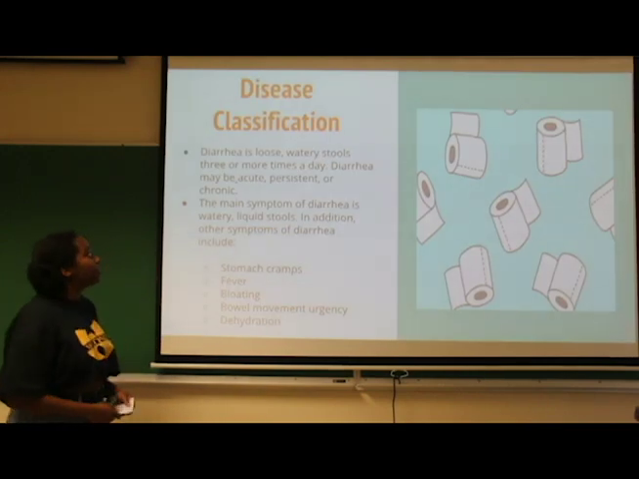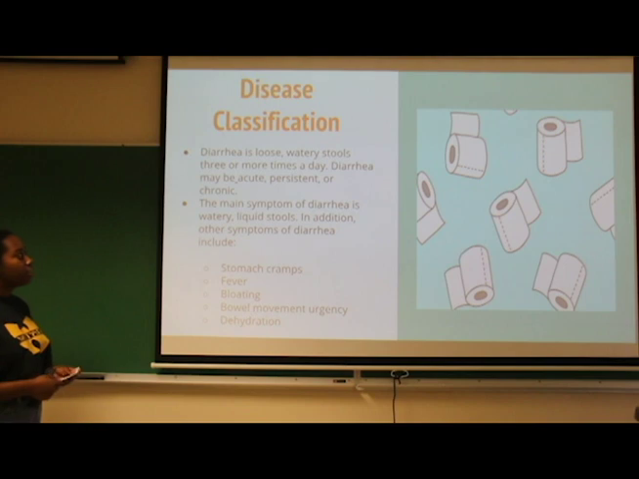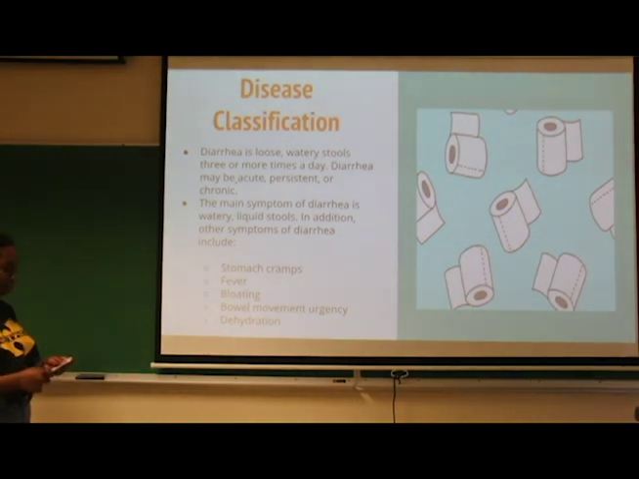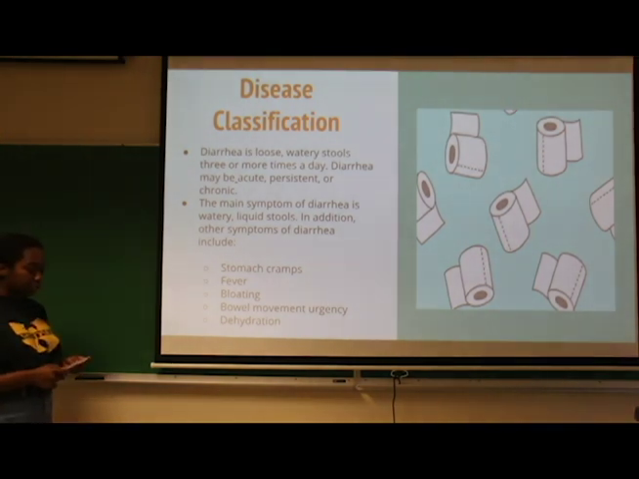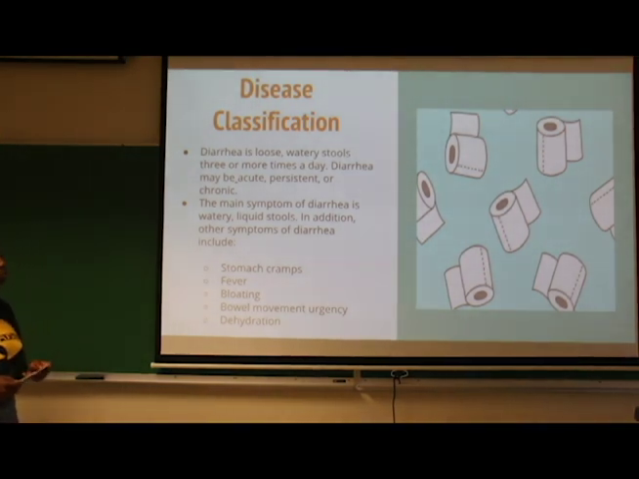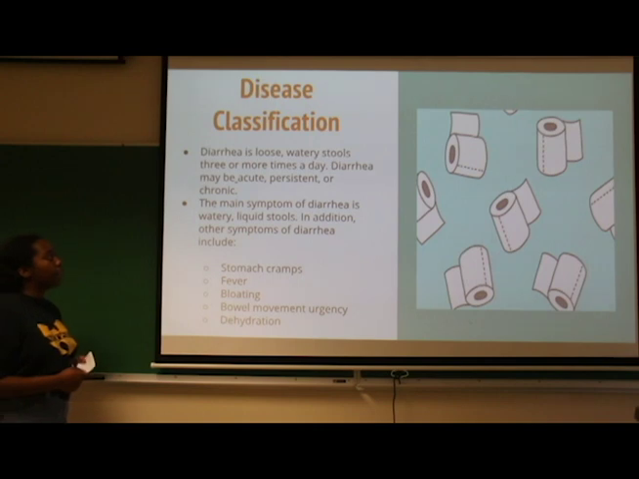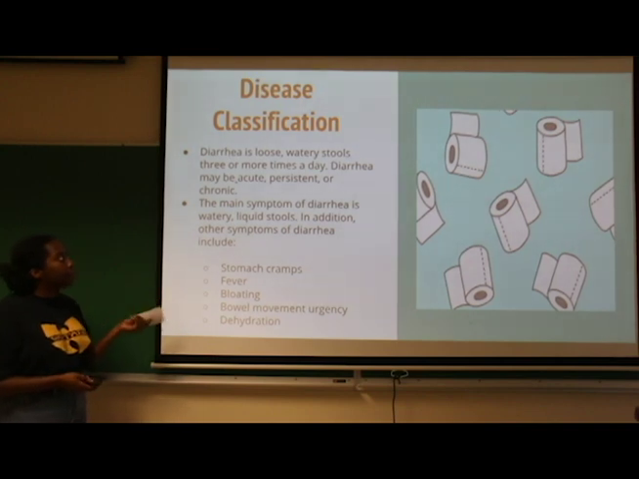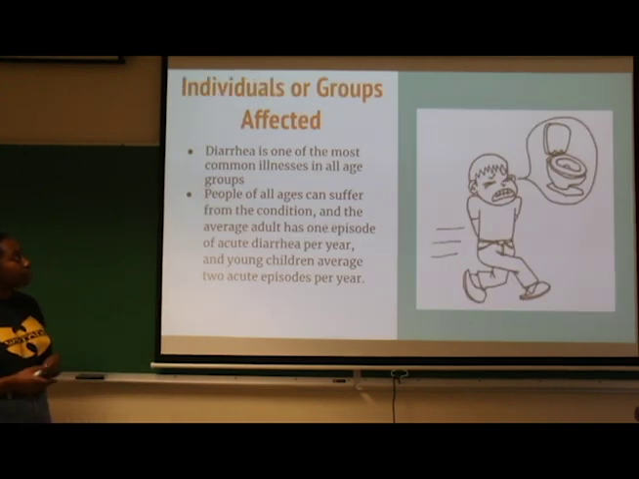Diarrhea disease classification. Diarrhea is defined as loose watery stools three or more times a day. Diarrhea may be acute, which is the most common and typically lasts one or two days, persistent, which lasts longer than two weeks and less than four, or chronic, which lasts at least four weeks. The main symptom of diarrhea is watery liquid stools. In addition, other symptoms include stomach cramps, fever, bloating, etc.